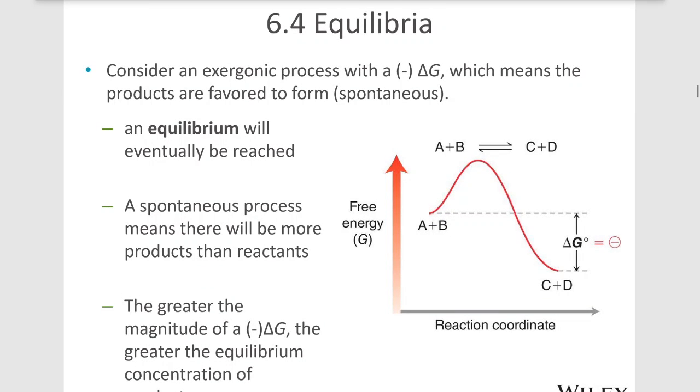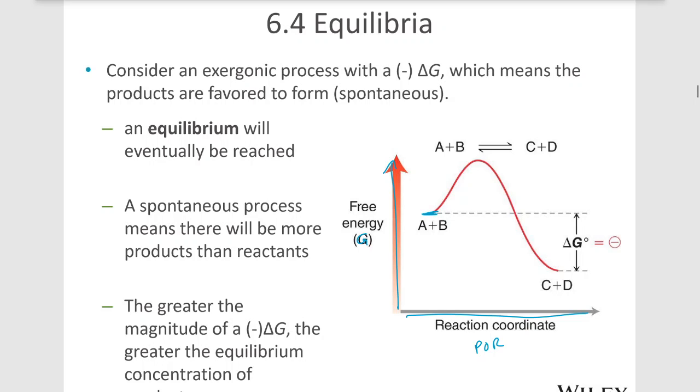So let's consider an exergonic process with a negative delta G, which means the products are favored. Let's define our axes here. Again, we've got free energy on the y-axis and progress of reaction on the x-axis. And we start with just A and B. We've got no C and D.